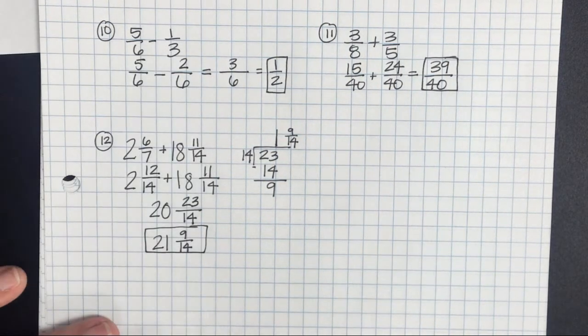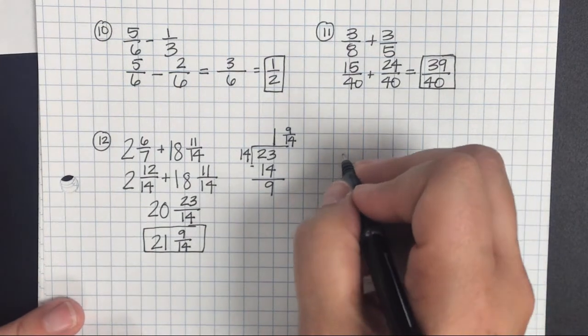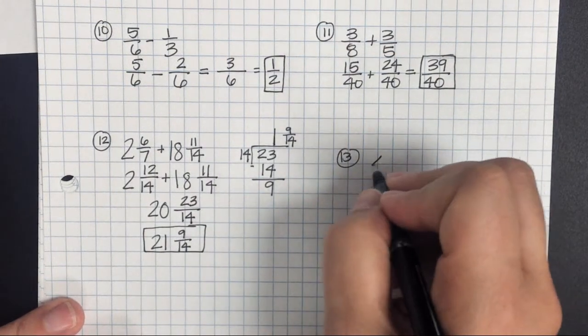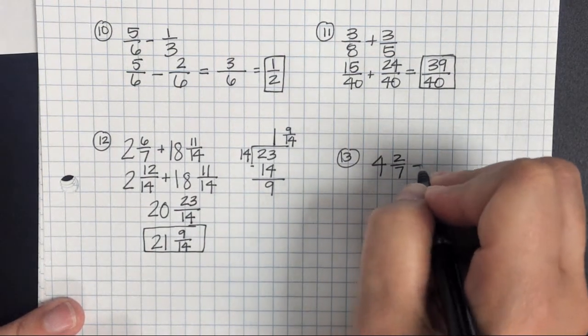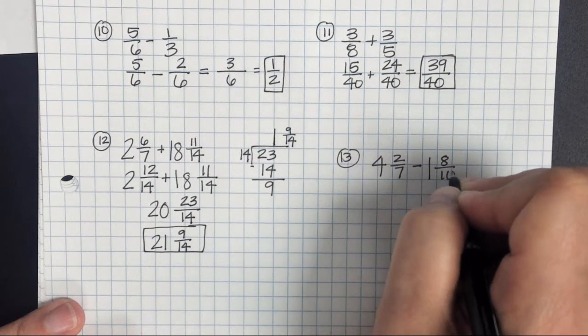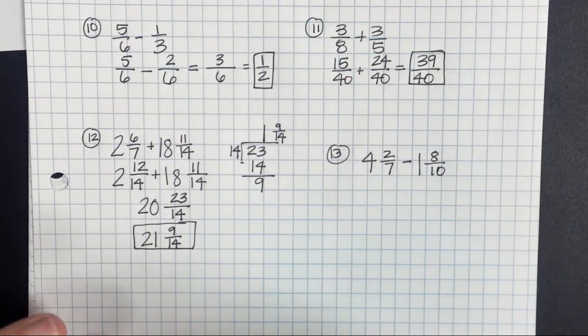All right. Number 13, our first subtraction problem. We've got 4 and 2/7 minus 1 and 8/10. What's going to be our least common multiple?